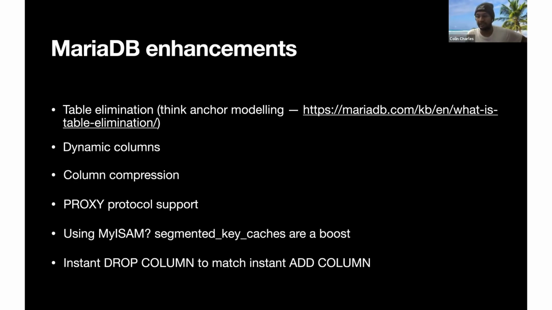Dynamic columns basically allows you to store different sets of columns for each row in a table. It works by storing a set of columns in a blob and having a small set of functions to manipulate it. And this is also reasonably unique to MariaDB. There's also column compression, which allows you to compress columns. This is something I believe is also available in Percona server with dictionary support, but it is definitely available inside of MariaDB.